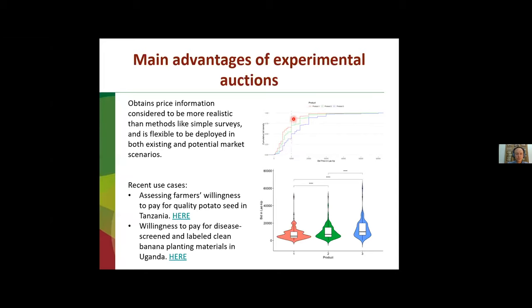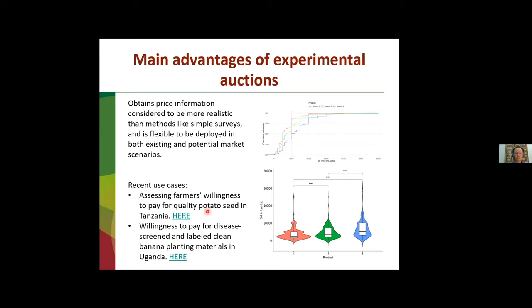So if we take an arbitrary price point like 10,000 kip, you can see that a very different percentage of bids fall above or below that amount. This can help us to visualize the trade-offs, how much of our sample would have bought the product at these different price points. And here's an example of testing the significance between bids for the three products, and we can see highly significant differences between the price bid for each of the three.